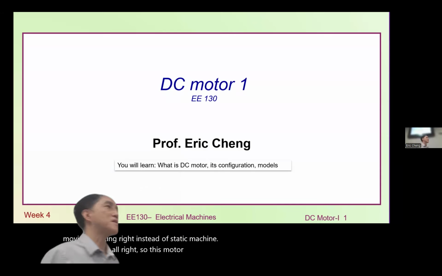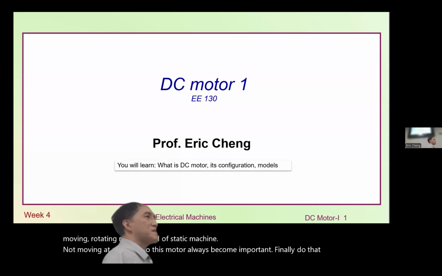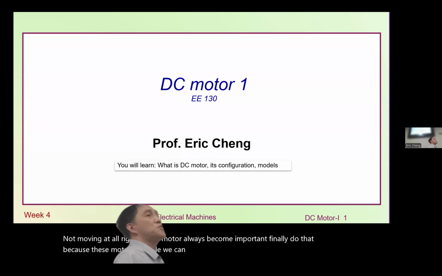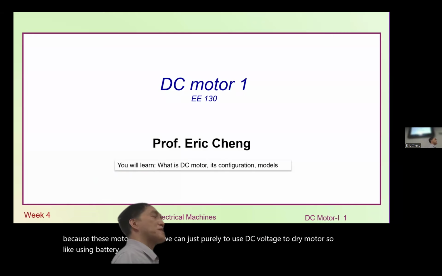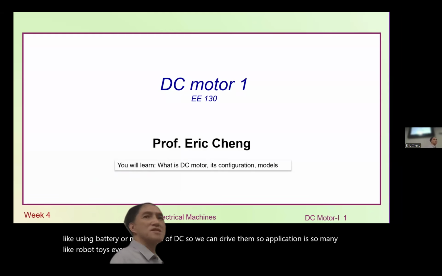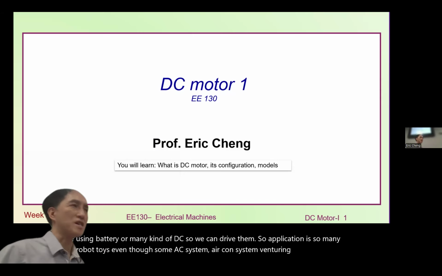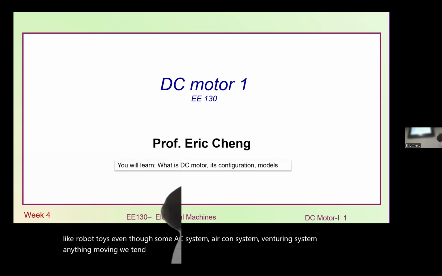Why do we do that? Because the DC motor is simple. We can purely use DC voltage to drive the motor, like using a battery or many kinds of DC source. So the applications are so many, like robots, toys, even some AC systems, aircon systems, ventilation systems. Anything moving, we tend to use a lot of DC motors.